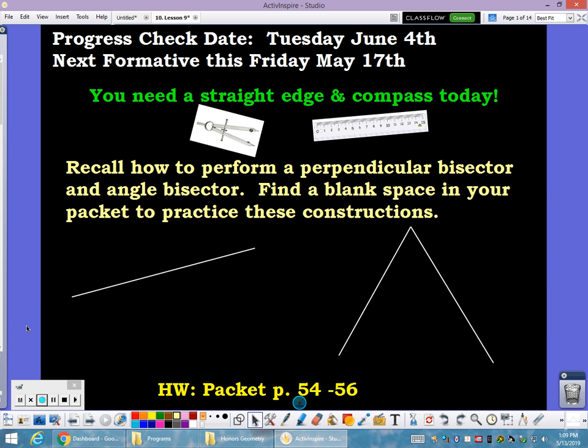In order to be successful with this lesson, you are going to need to get out your packets. You're also going to need a compass. If you don't have one, you may borrow one of mine.